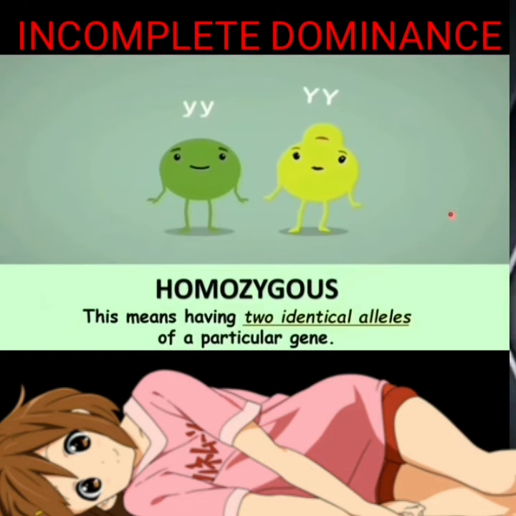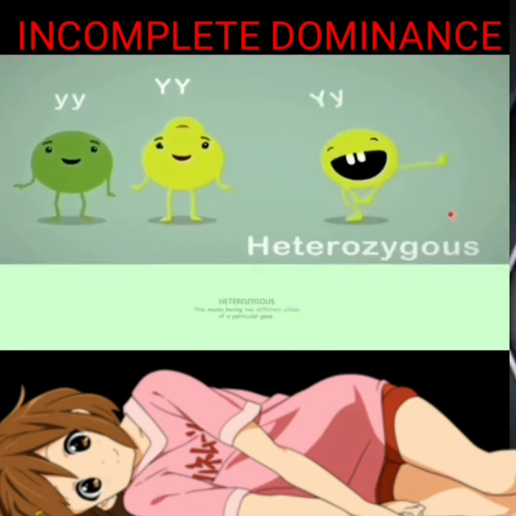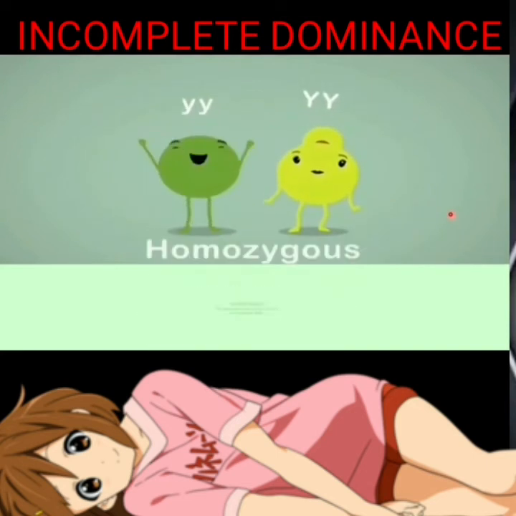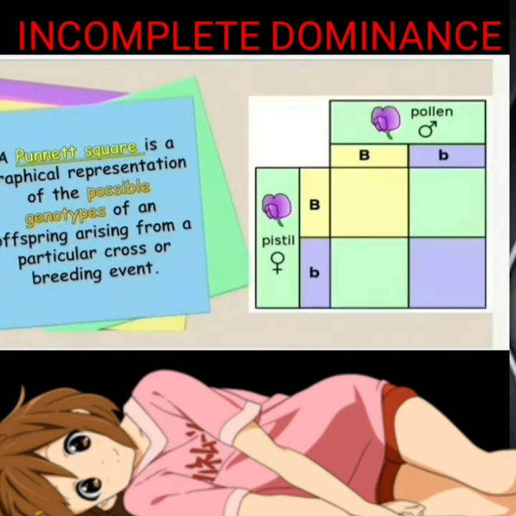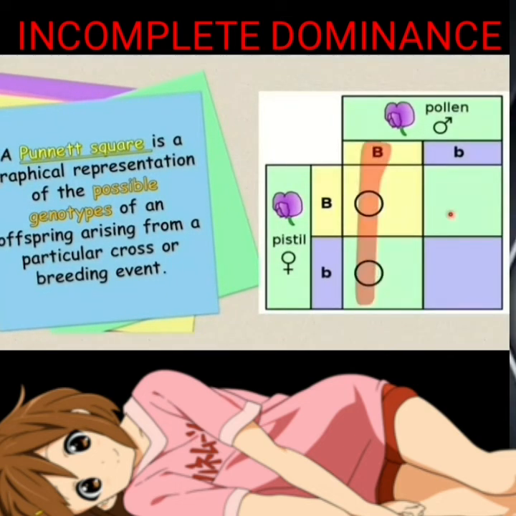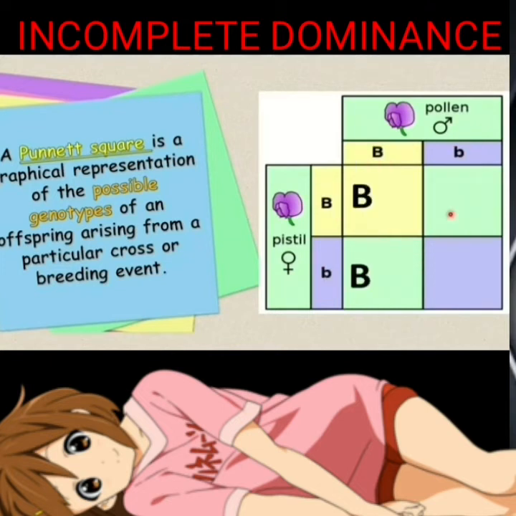Let us define homozygous. It means having two identical alleles, and heterozygous means having two different alleles. Next up, I know that you already know how to use Punnett square. Punnett square is a graphical representation of the possible genotypes of an offspring arising from a particular cross or breeding event. Reginald Punnett is the proponent of Punnett square.